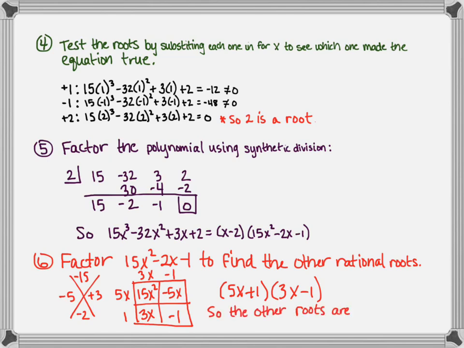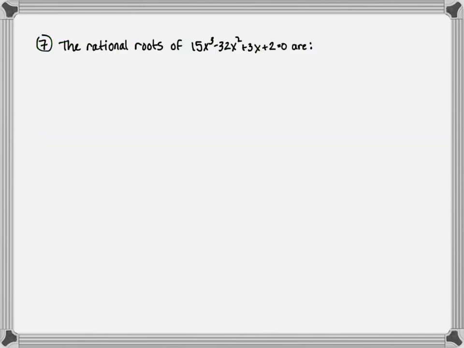So the other roots are negative 1/5 and positive 1/3, because I would set both factors equal to 0 and solve for x. So the rational roots of 15x cubed minus 32x squared plus 3x plus 2 equals 0 are 2, negative 1/5, and positive 1/3.